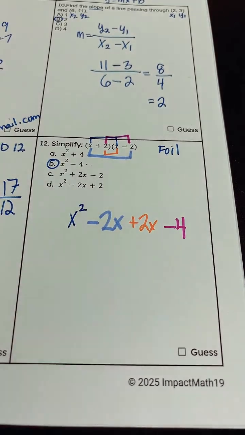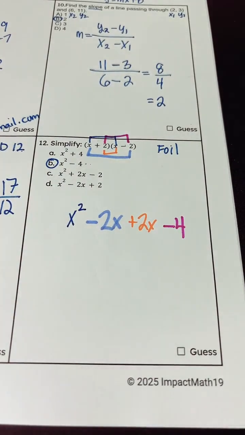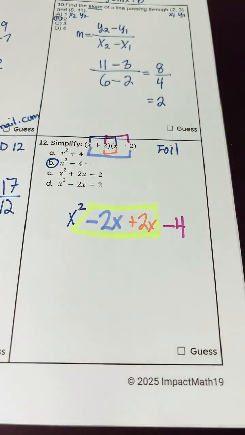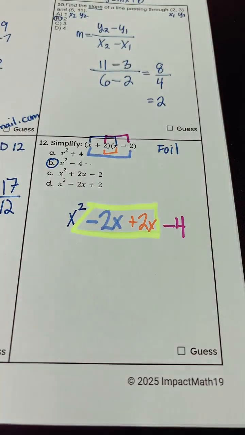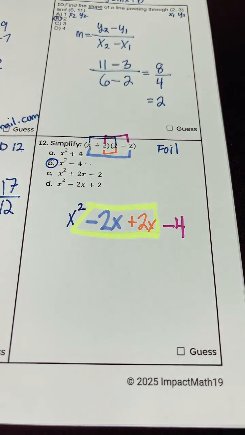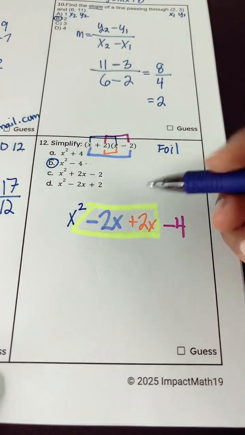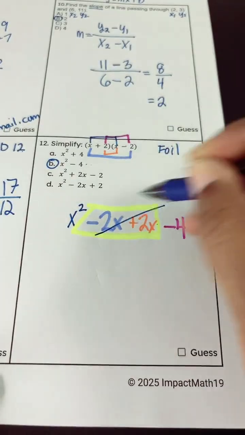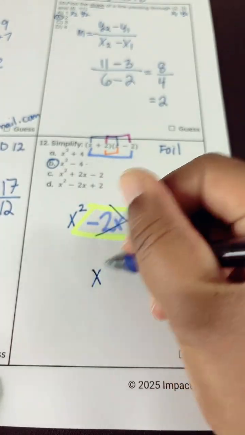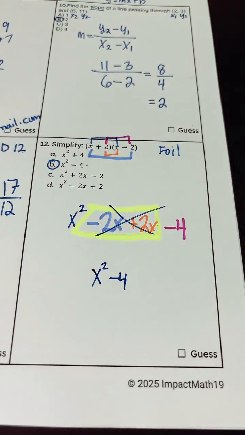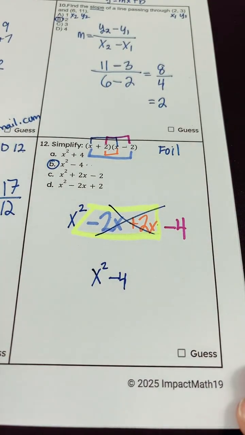Perfect. Now we got these like terms, right? What happens to this, you guys? What goes on with this stuff? Cancels. Good one. Cancels out. Exactly. You borrowed $2. You paid $2. Well, you're good. So now you have x squared minus 4. So perfect. Good.